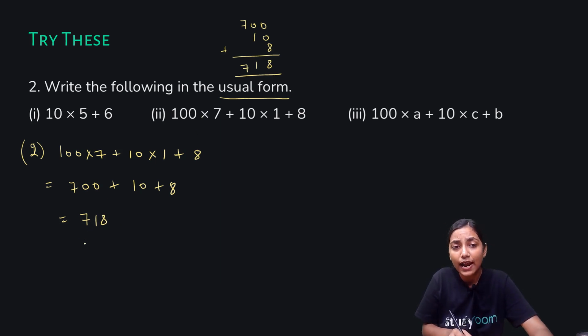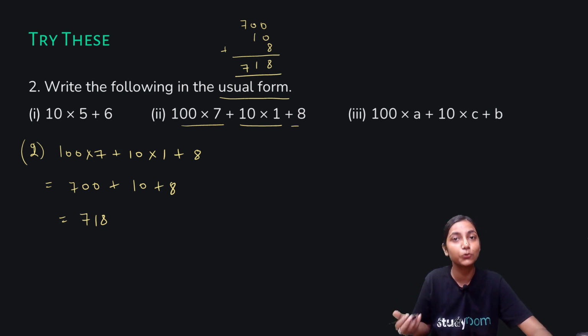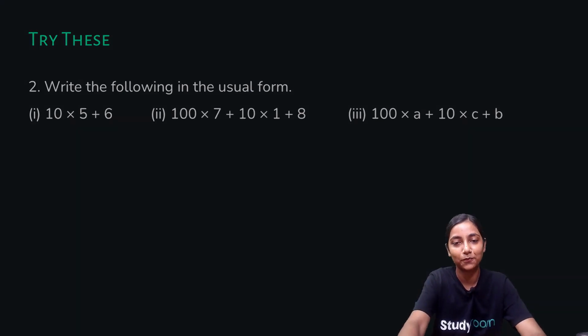And even if you try writing this number in the generalized form, you will get this form, because 8 will be multiplied with 1 because it is at the units place. 1 is at the tens place, so it will be multiplied by 10, just like here. And further, 7 will be multiplied with 100. That was given. So this is how you write the numbers in the usual form from their generalized form.